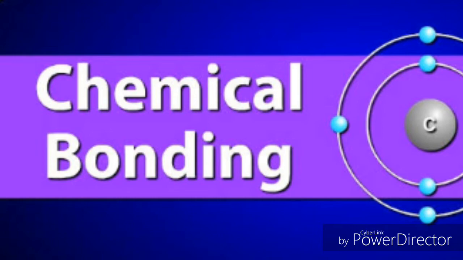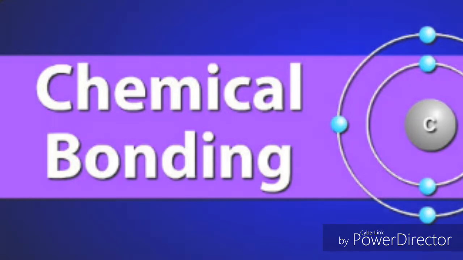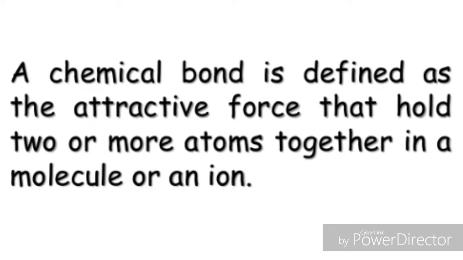Students, a chemical bond is an attractive force that holds two or more atoms together in a molecule or ion. Atoms combine to form molecules. Different types of molecules: hydrogen is a diatomic molecule, oxygen is a diatomic molecule, nitrogen is a diatomic molecule.